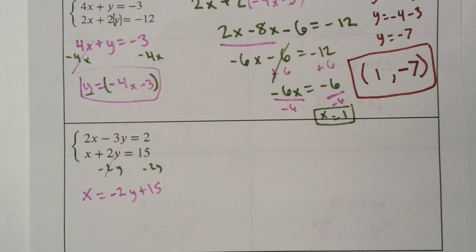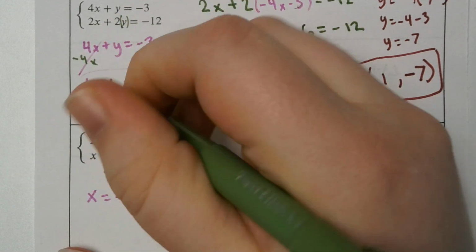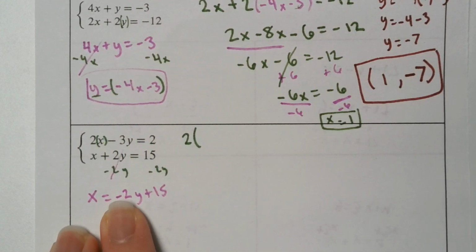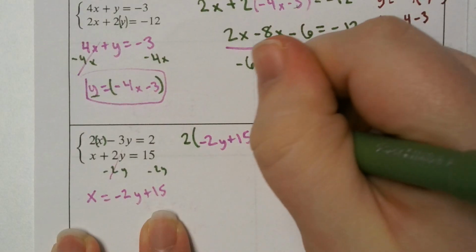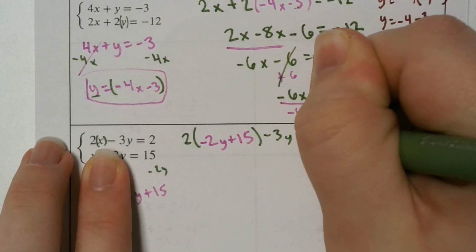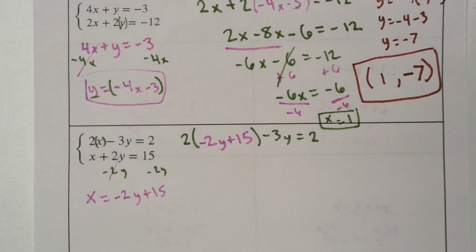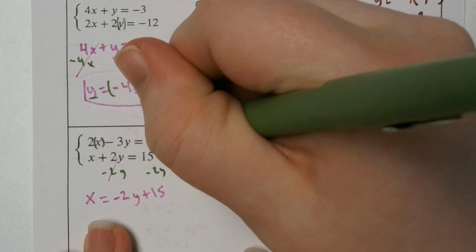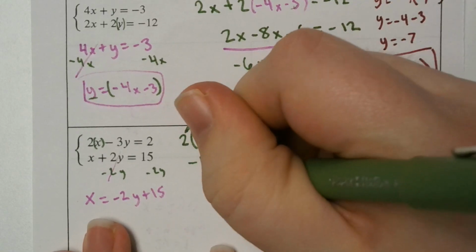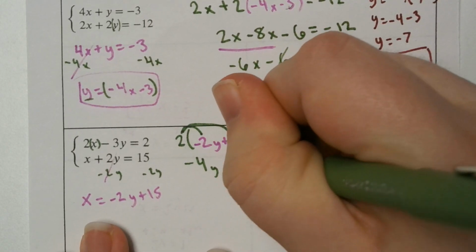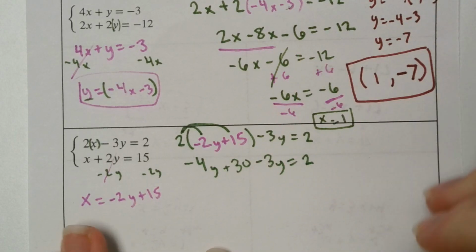Okay, now that we've solved for x, we have to plug it into our other equation. So that first top equation, we're going to plug in for x up there. So instead of x, we're putting negative 2y plus 15. And then minus 3y stays the same and equals 2 stays the same. Alright, so we have to distribute first. 2 times negative 2 is negative 4y. 2 times 15 is 30. And then we drop everything else down. Minus 3y equals 2.